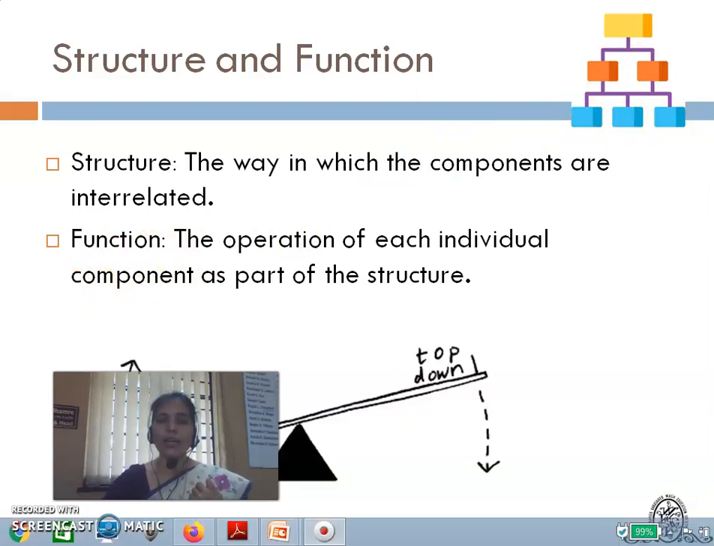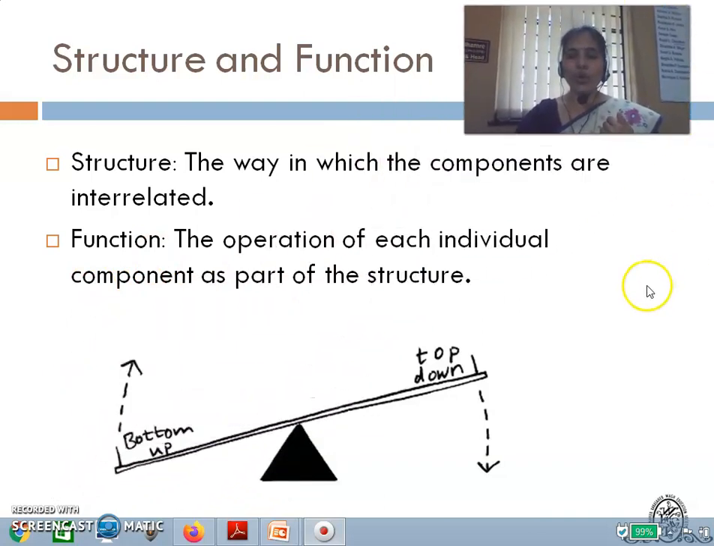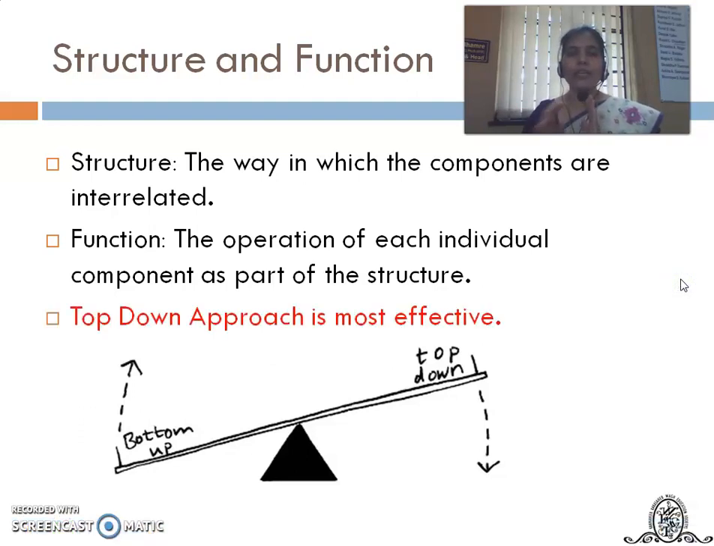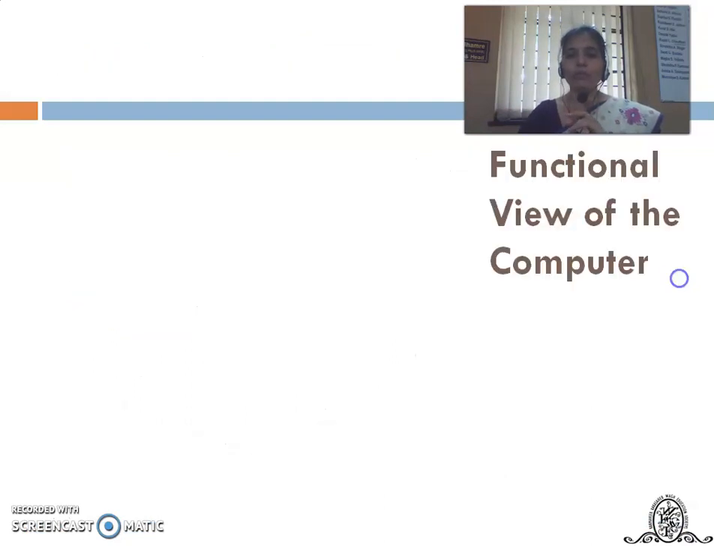Now, any hierarchical system can be designed in two ways, with two approaches. One is the top-down approach and the other is the bottom-up approach. Either we can start from the topmost level and go on breaking down the processes into smaller and smaller chunks to the bottom level, or we can start with a small unit at the bottom level and then build up towards the highest level. However, it has been seen that the top-down approach has always been more effective in the design of computer systems.